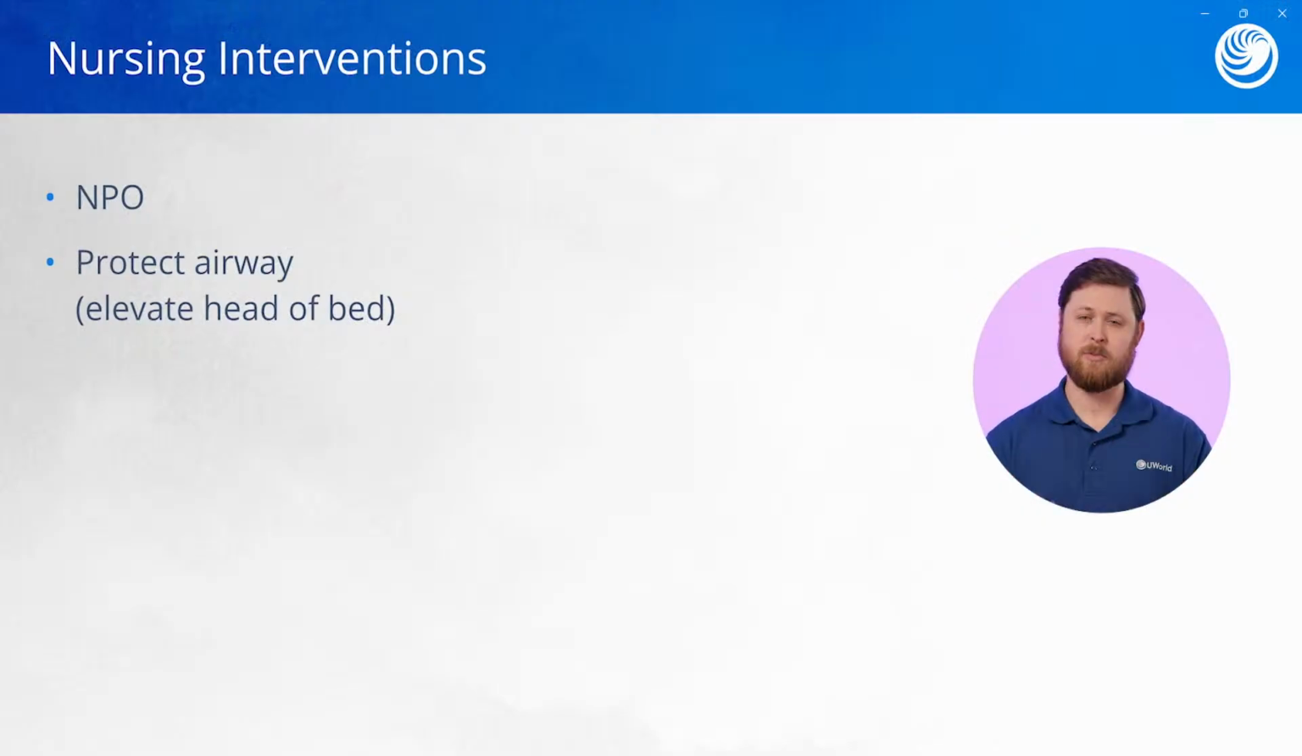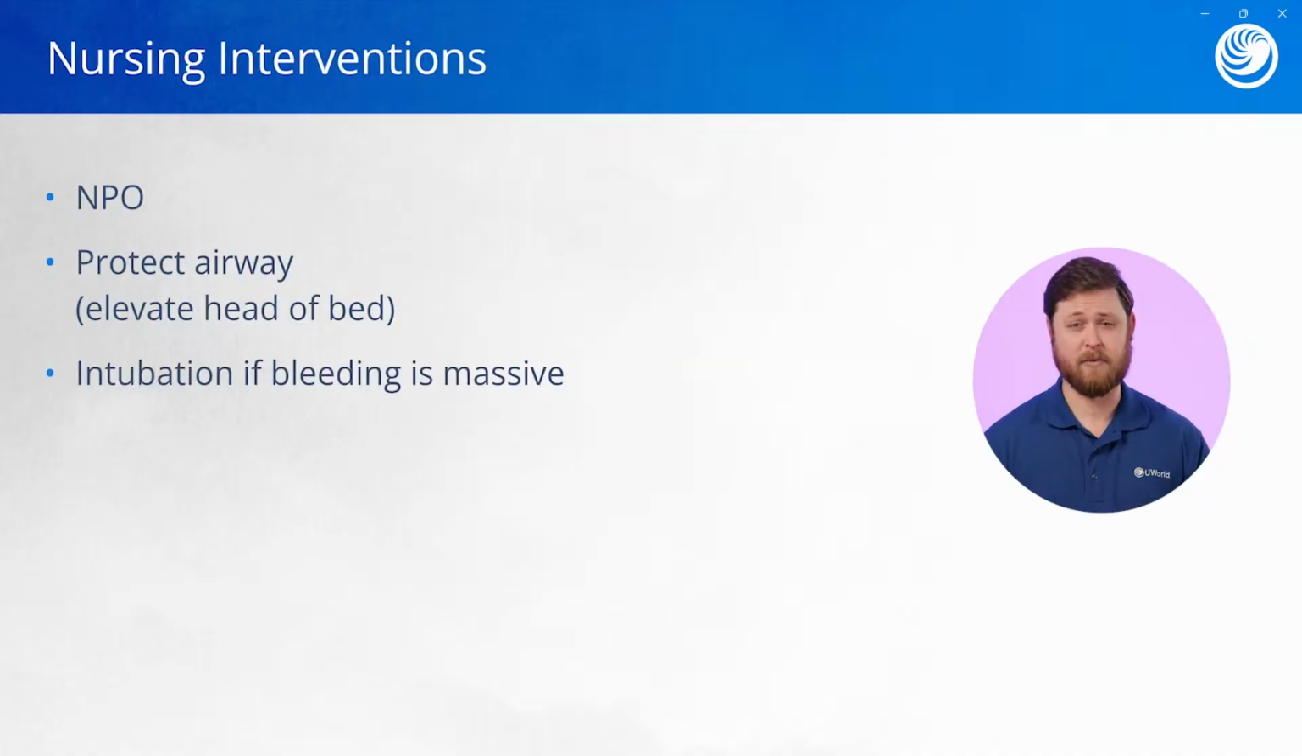Besides preventing hypovolemic shock, one of the most important things the nurse must implement is to make the patient NPO. We need to protect that airway to prevent aspiration and any breathing complications that can result from aspirating that blood. If the bleeding is massive, the client may even need to be intubated in preparation for surgery. In addition to protecting the airway, the nurse needs to implement interventions that are going to prevent that hypovolemic shock.